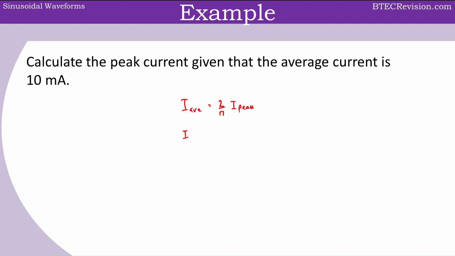To work out the peak current, you can rearrange, and that would be pi over 2 times I average. And we can plug these values in. So pi is 3.14, over 2, times current, which is 10 milli. So that's 10 times 10 to the power minus 3. And that gives us a value of 0.0157 amps.